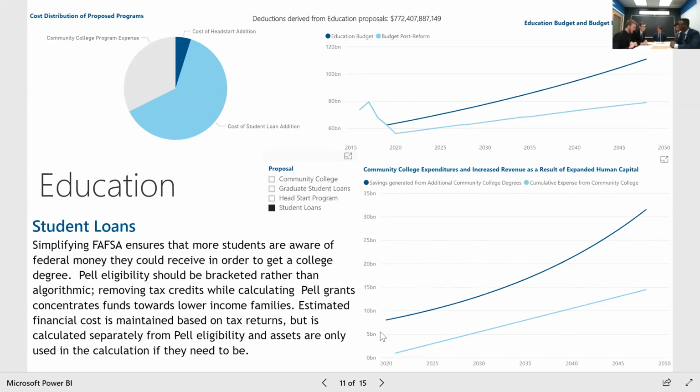Finally, on the education front, we could simplify the FAFSA aid calculations to be bracketed to income rather than based on a complicated formula that few ordinary people can understand. Currently, middle-class families with a liquid asset struggle to get strong FAFSA aid and are often expected to liquidate assets to pay for college. Our combined education proposals save the federal government nearly $800 billion over the next 30 years.